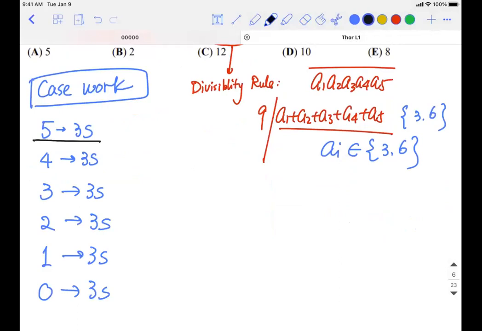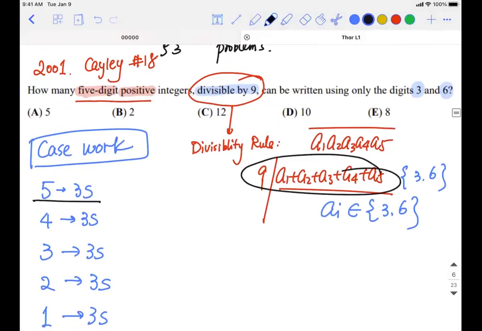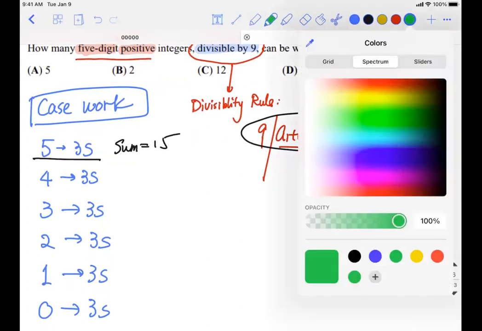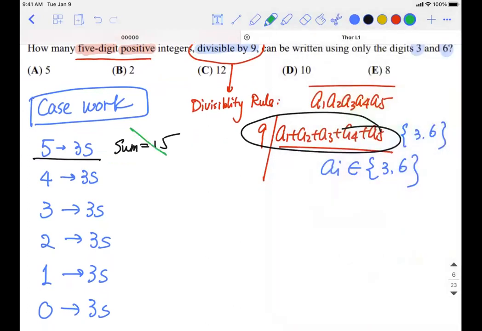If you have 5 3s, my next condition is that the number must be divisible by 9. Divisible by 9 means the total sum of those digits will be divisible by 9. 5 3s, the total sum will be what? 15. There's no way for 15 to be divisible by 9. So this is not going to happen. With 5 3s, you won't be able to generate a number which could be divisible by 9.